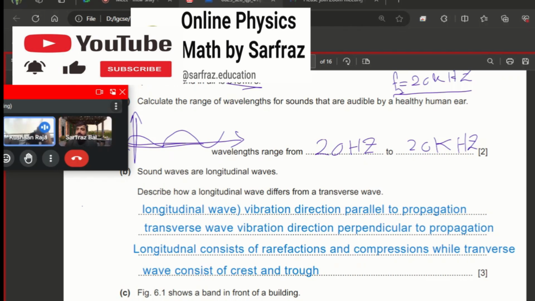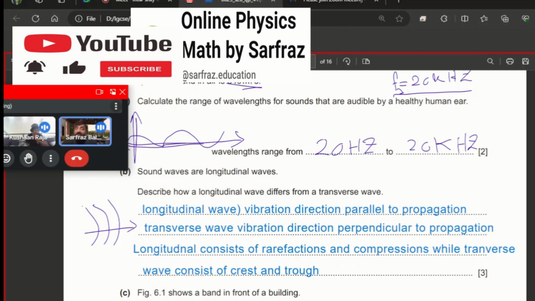So that is one difference. In sound waves, or longitudinal waves, the direction of propagation and the vibration of the particles are in the same direction. But in transverse waves, the direction of propagation and the vibration of the particles are perpendicular to each other. Have you got this difference? So this is the main difference.